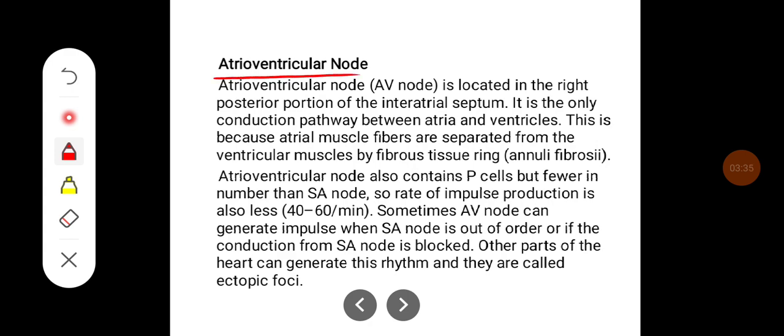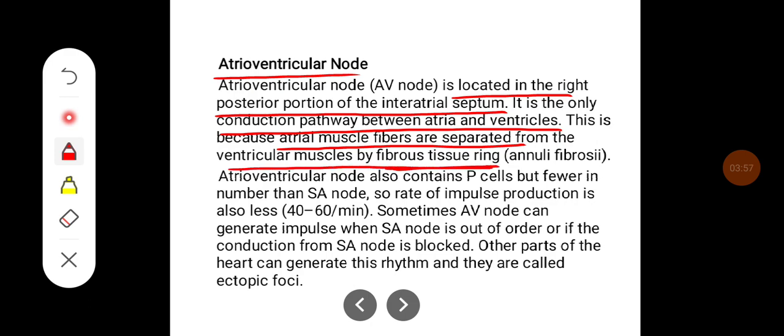AV node, atrioventricular node, is located in the posterior portion of the interatrial septum. It is the only conduction pathway between atria and ventricles. This is because atrial muscle fibers are separated from the ventricular muscles by a fibrous tissue ring, which is called annuli fibrosi. The atrioventricular node also contains P cells, but fewer in number than the SA node. So the rate of impulse production is also less, around 40 to 60 per minute.